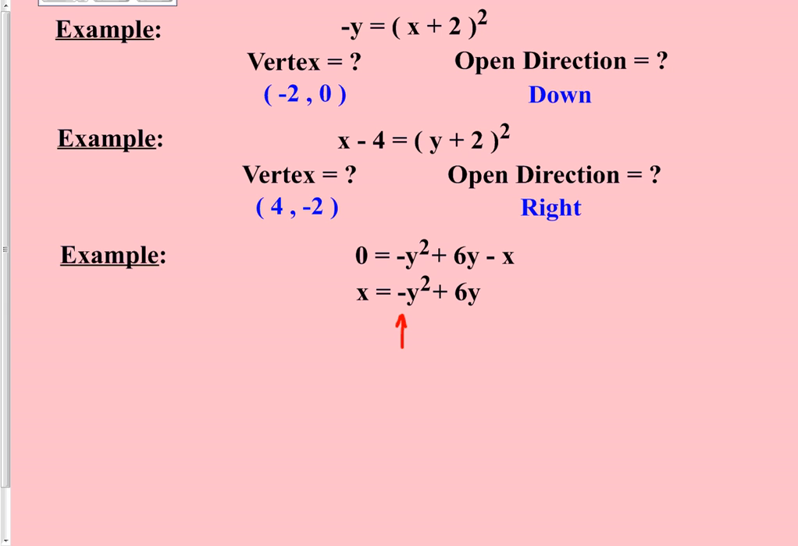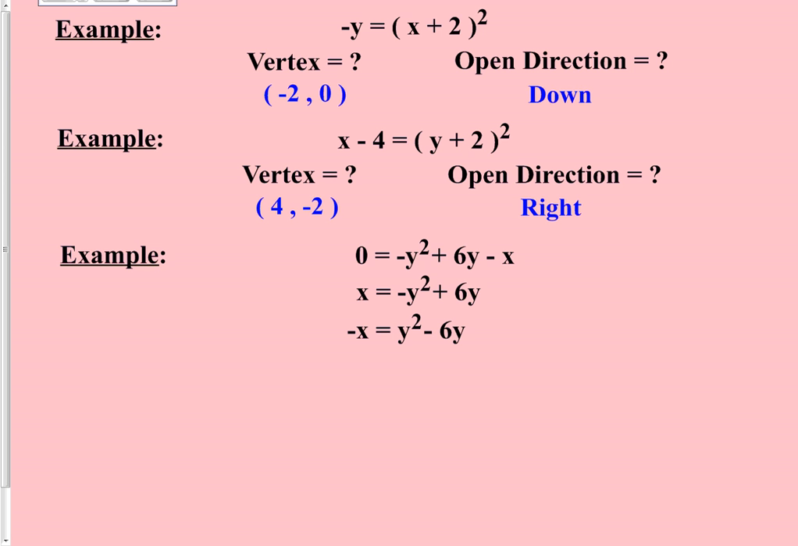So we're going to get rid of that negative by dividing the entire problem by the value we're trying to get rid of, which is a negative 1. That's going to flip all of the signs. So positive x becomes negative x, negative y squared becomes positive y squared, and positive 6y becomes negative 6y. Now we are free to complete the square for the y values.